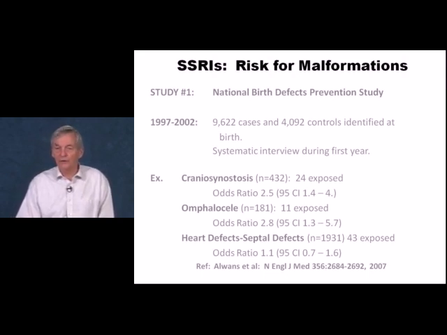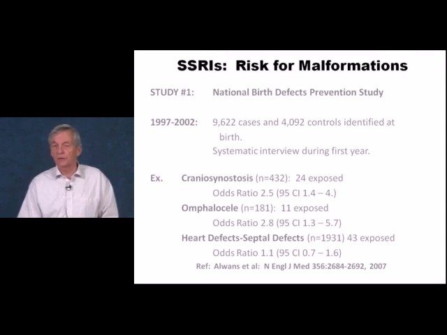increased frequency of several different kinds of birth defects: craniosynostosis, omphalocele, and heart defects. You can see some of the sample sizes are impressive: 1,900 heart defects, 181 omphaloceles, and over 400 infants with craniosynostosis of one kind or another. When you look at the odds ratios, they're clearly elevated, particularly the first two, 2.5 and 2.8. One, of course, would be normal.